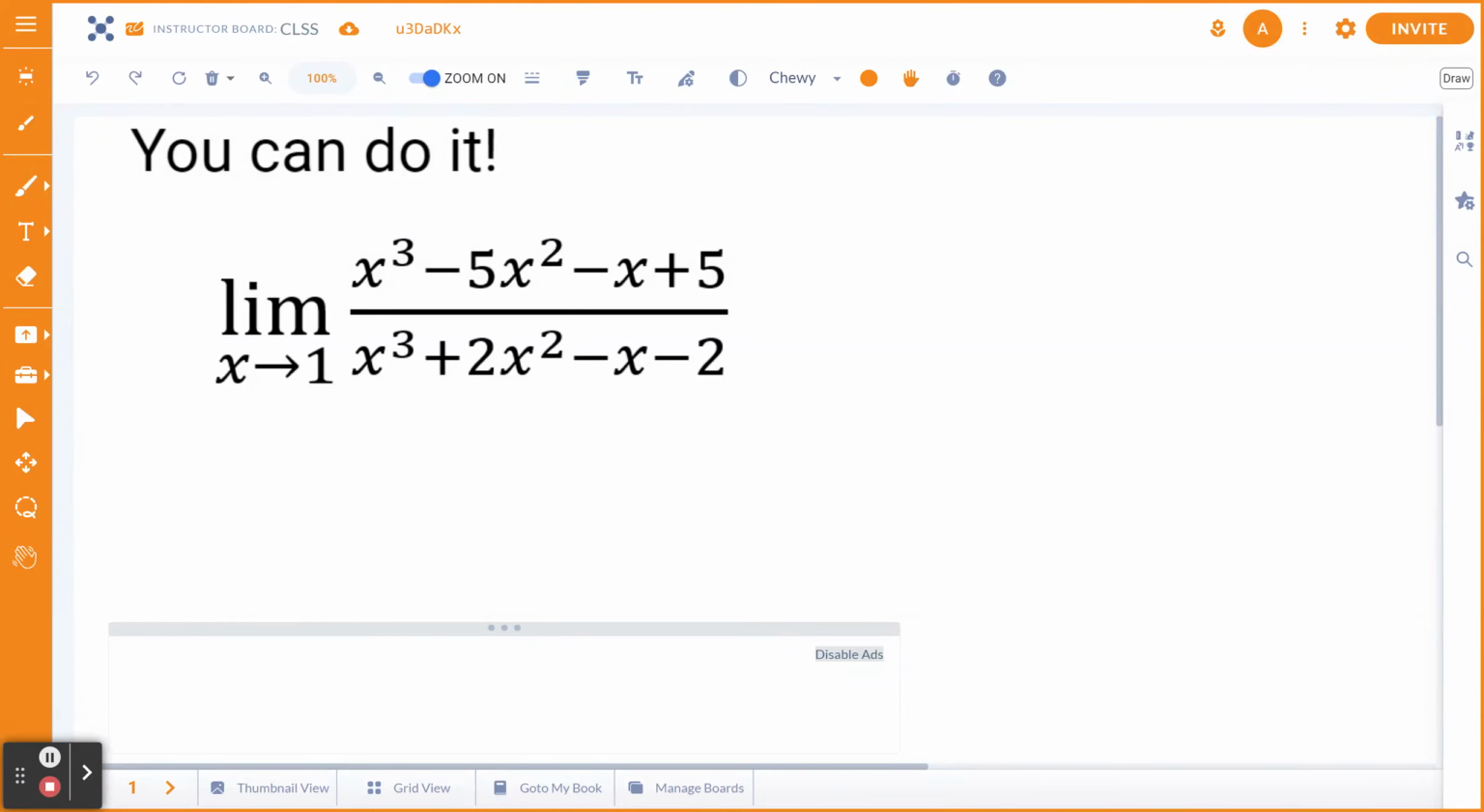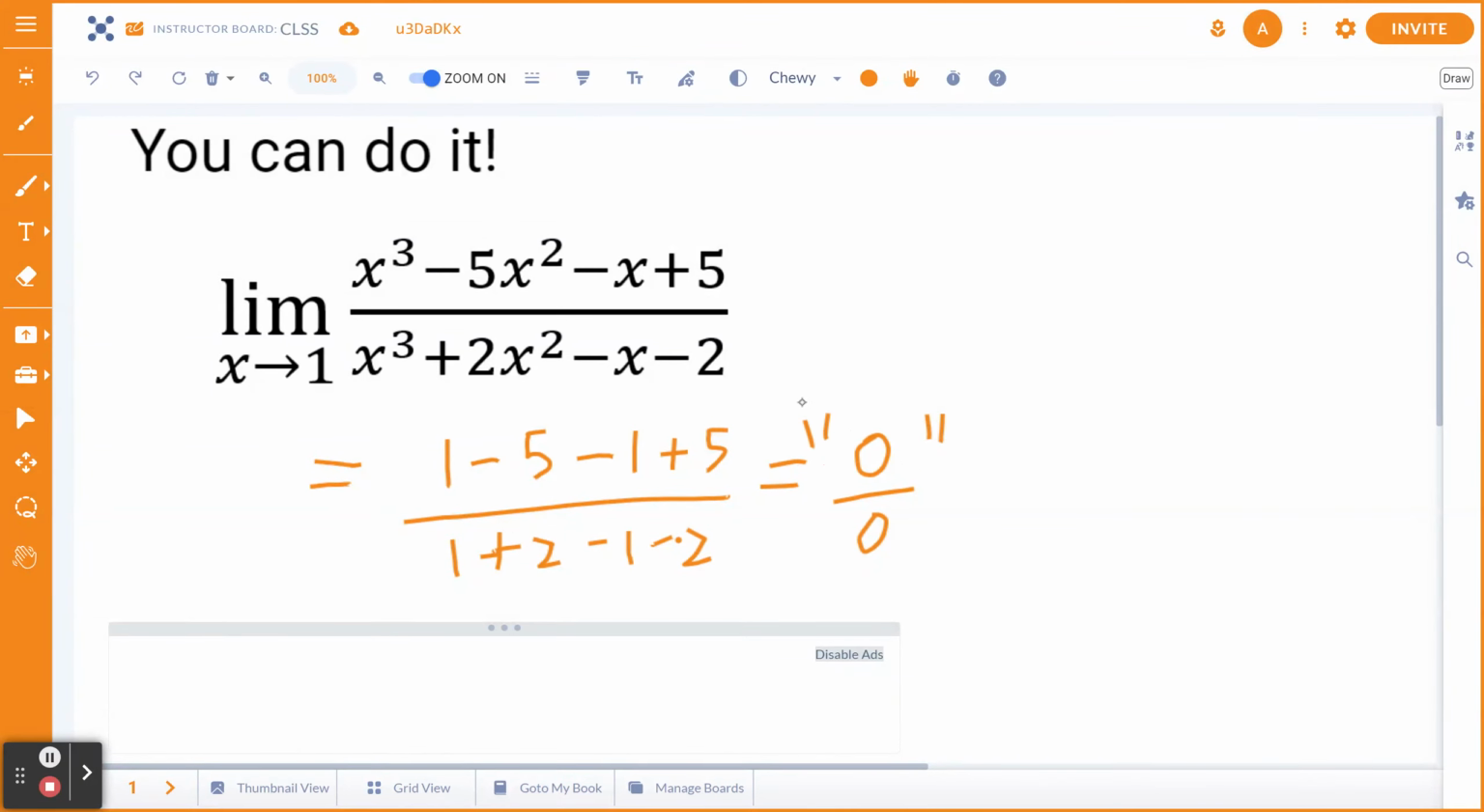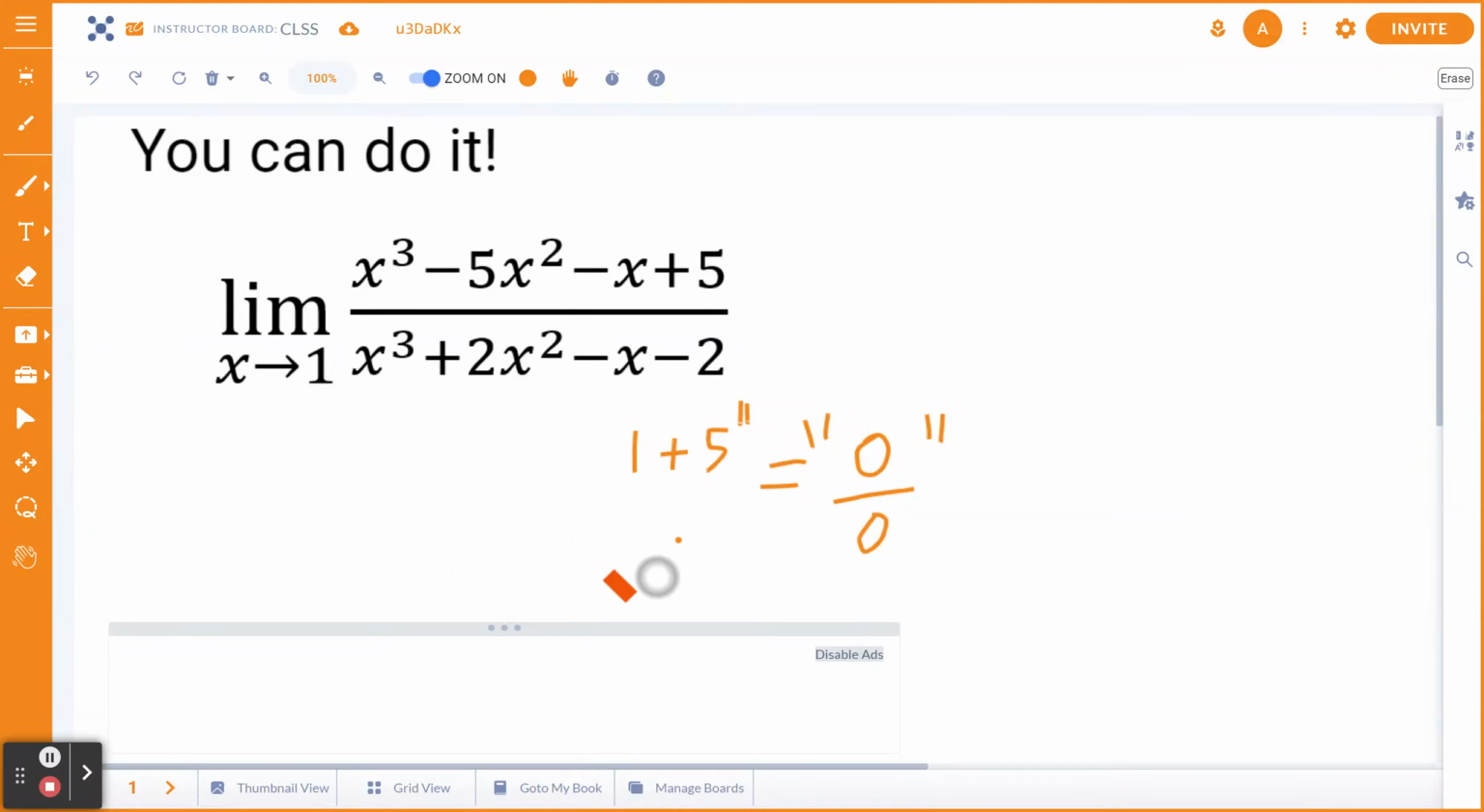Now, the first step is you can plug in 1. And again, you would discover in this specific limit, that's going to be 1 minus 5 minus 1 plus 5, divided by 1 plus 2 minus 1 minus 2. And that basically is going to give you 0 divided by 0. So notice you never skip step 1, always plug it in. And the moment you discover this will give you 0 divided by 0, that just means step 1 does not give you the final answer.